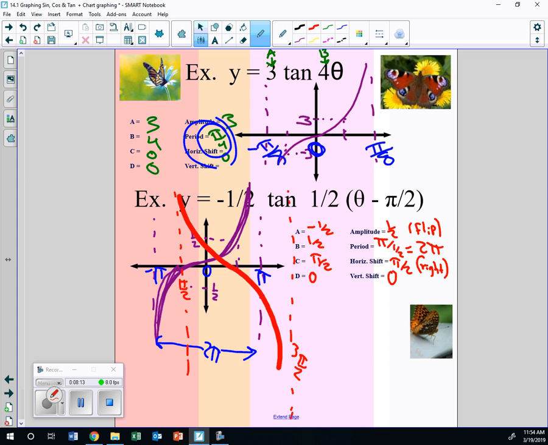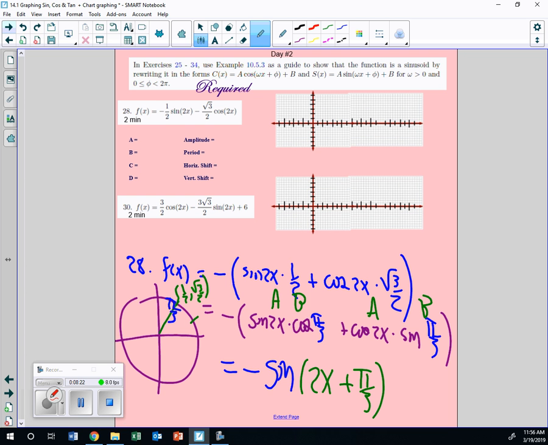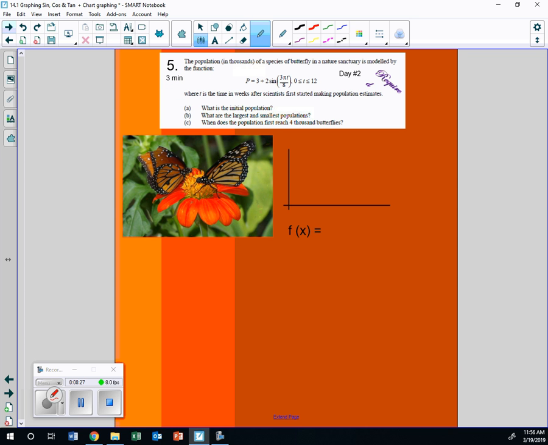And that's tangent. So students are going to work on day 2. There's some tangents and some cosines to do. Also, a couple of these where you're going to use a combination to sketch those graphs. And then we're also going to do an application problem like number 5, where you're going to sketch the graph and then look at the equation to draw some conclusions about populations of butterflies. And that's day 2 of trig graphing.